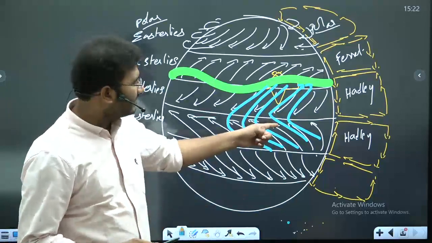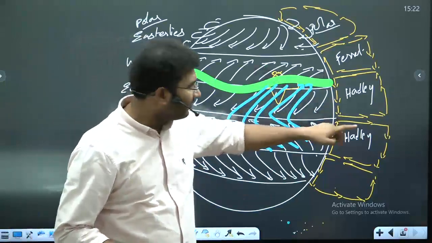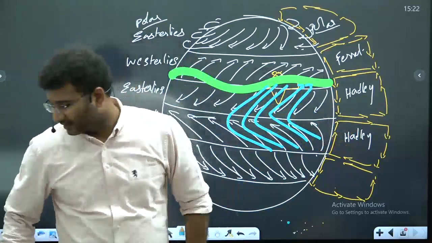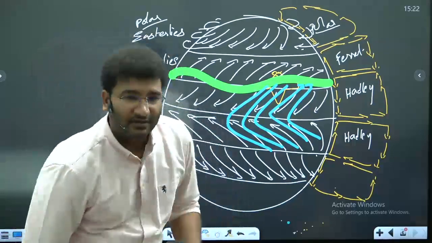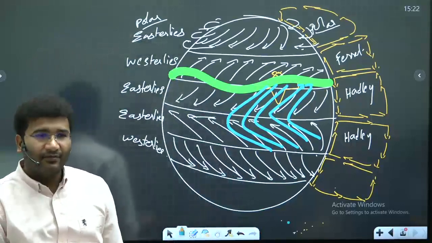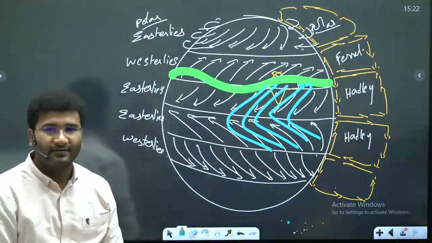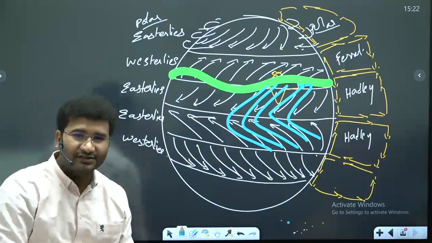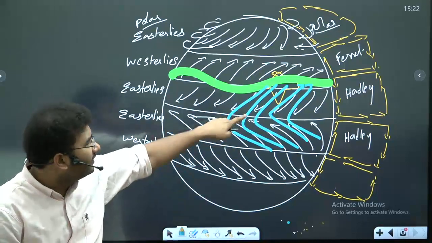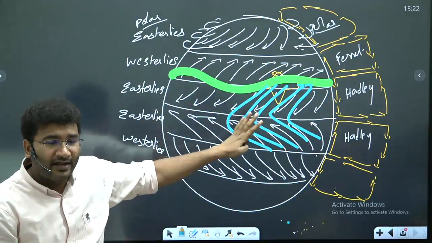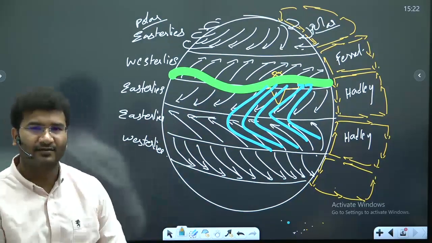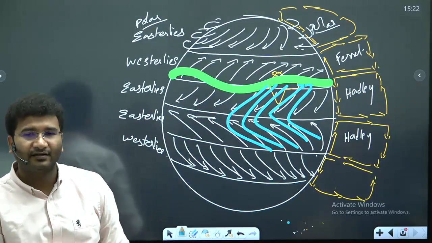Okay? This means, if I am weakening this Hadley cell, are you able to follow or not? Just try to tell me. Tell me, if I am weakening this Hadley cell, the total circulation, that will also weaken the monsoon system, right? Now, why do these winds get weakened or stronger? Why?